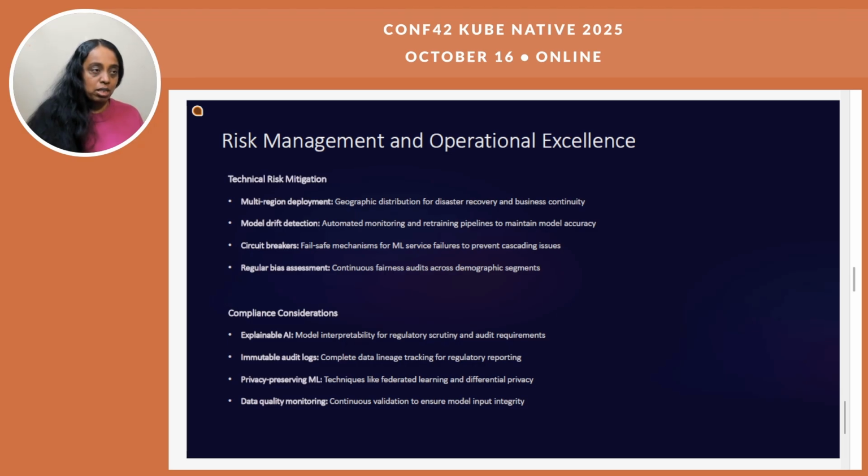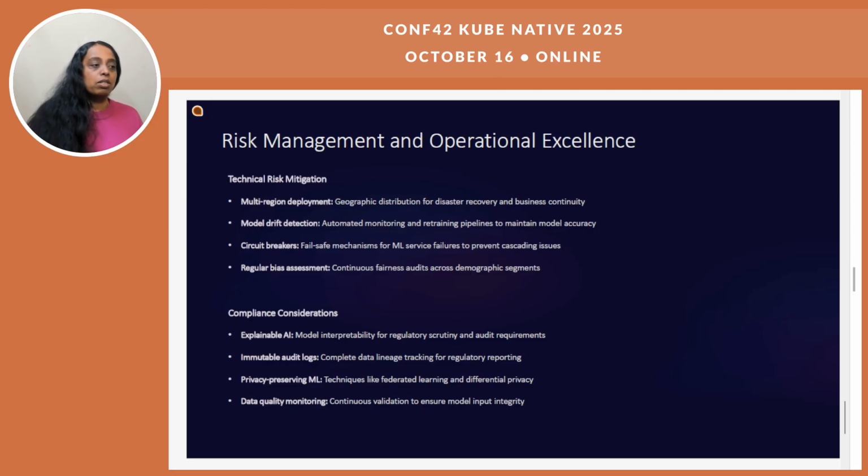your business continuity and disaster recovery capabilities, and monitor your models and retrain the pipelines to maintain model accuracy. Ensure there are circuit breakers built in to have fail-safe mechanisms for machine learning service failures. We've talked about reducing bias, and that's a very important factor.